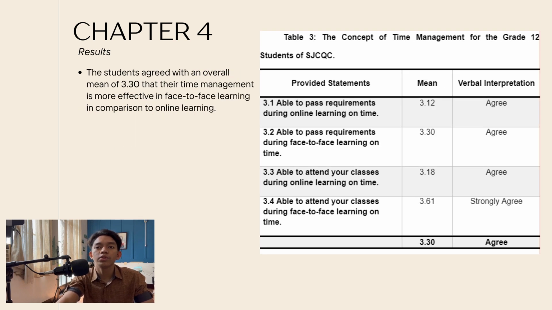For Table 3, which is focused on the concept of time management for the grade 12 students, the students agreed that their time management applies to both online learning and face-to-face learning. But as the data has shown, the students agreed with an overall mean of 3.30 that their time management is more effective in face-to-face learning in comparison to online learning.